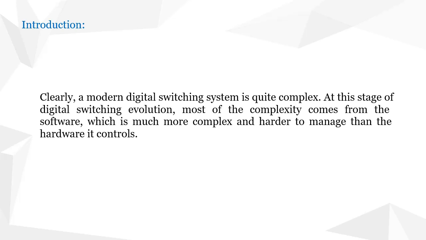Clearly, a modern digital switching system is quite complex. At this stage of digital switching evolution, most of the complexity comes from the software, which is much more complex and harder to manage than the hardware it controls. In the early part of the evolution, in the late 1970s and 1980s, the hardware was more difficult to handle. But today, with the evolution of software taking control of most parts of the system, the software is much more complex compared to the hardware aspects which it is controlling. So we are going to understand the software aspects which control a digital switching system for a few more classes in this module.